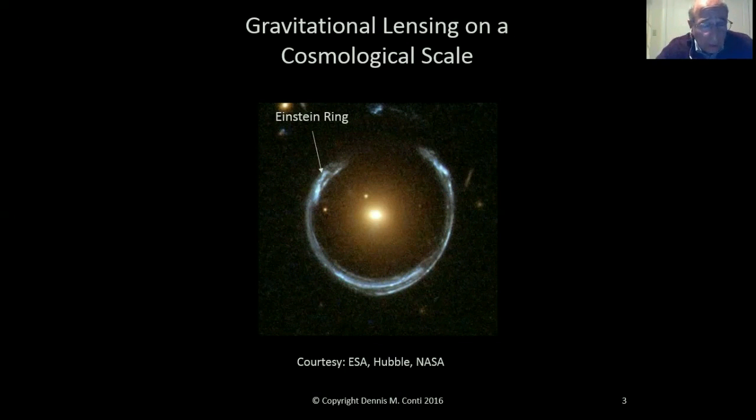So on a cosmological scale, that is to say, when we're talking about galaxies lensing other galaxies, we have already seen some examples of that that Hubble has produced, as you see in this picture.